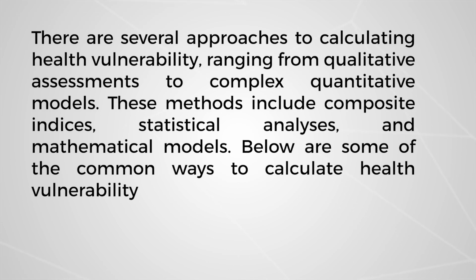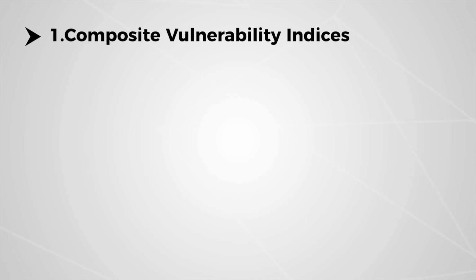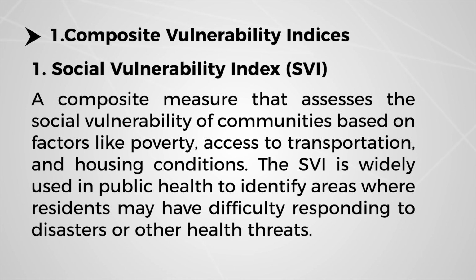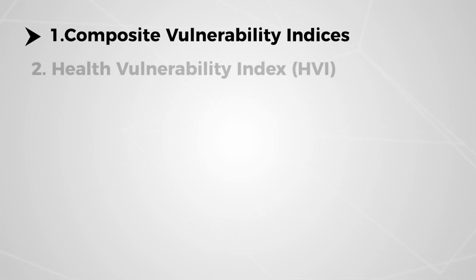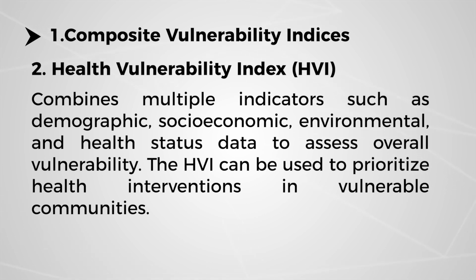There are several approaches to calculating health vulnerability, ranging from qualitative assessment to complex quantitative models like composite vulnerability indexes. For example, the social vulnerability index includes poverty, access to transportation and housing conditions. Then we have health vulnerability indices that use demographic, socioeconomic, environmental and health status data to assess overall vulnerability.